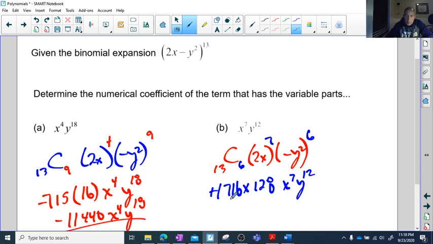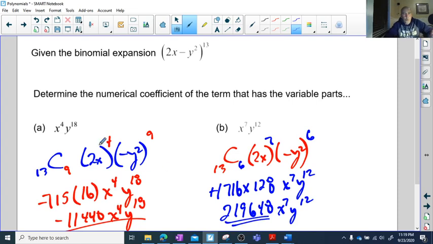So it wants this now, 128 multiplied by 1716 equals, the coefficient would be 219,648, x to the 7th, y to the 12th.